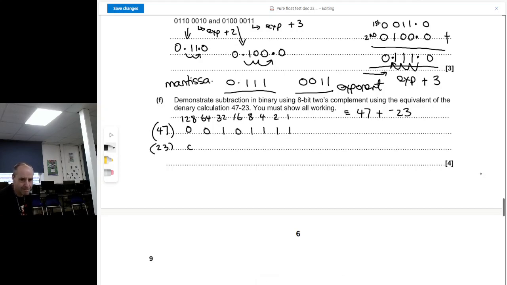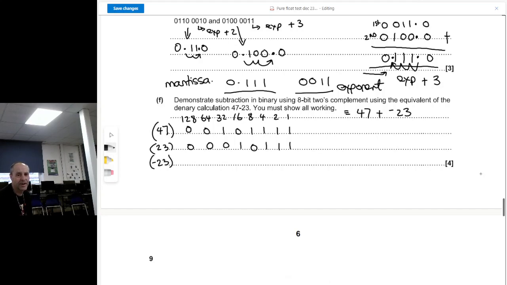So 23, positive number. No 32s. It's going to have a 16. Not going to have an 8 because that will make it 24. So 16 and 4 is 20 plus another 3. So that's 23. Now I'm going to do 2's complement on that to get minus 23.